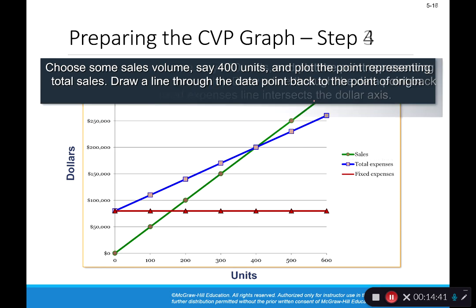The last line that we need to graph are our total sales. At 0, our sales are 0. The slope of this line is going to be our selling price, which is equal to 500 per unit. So if we go up 100 units, we're at 50,000. Another 100 units gets us to 100. Another 100 units gets us to 150, and so on.